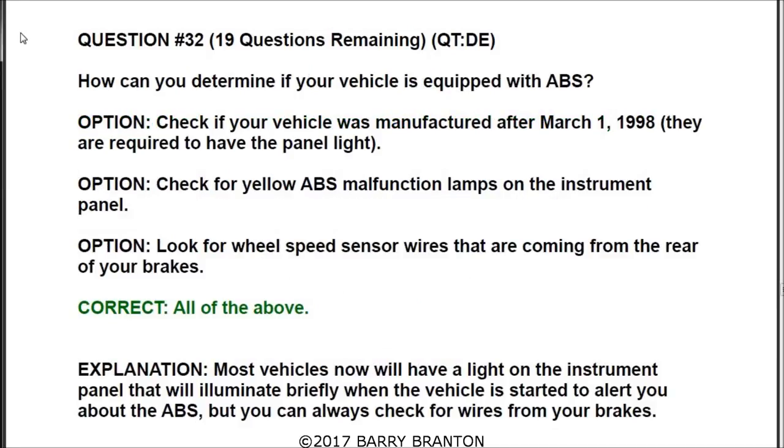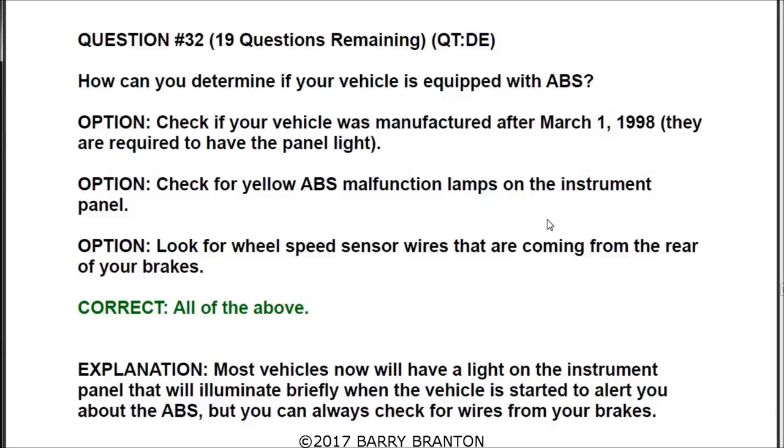Okay, question number 32. How can you determine if your vehicle is equipped with ABS? Now, in this particular situation, all the answers are correct. So let's go over each one. Check if your vehicle was manufactured after March 1st, 1998. They are required to have a panel light. Second option, check for yellow ABS malfunction lamps on the instrument panel. And final option, look for wheel speed sensor wires that are coming from the wheel, from the rear of your brakes. And again, all these are correct.